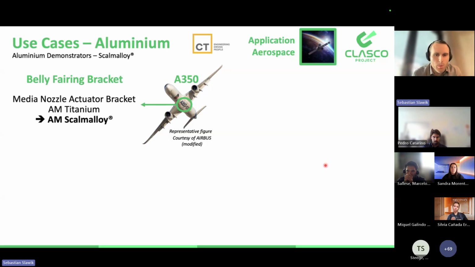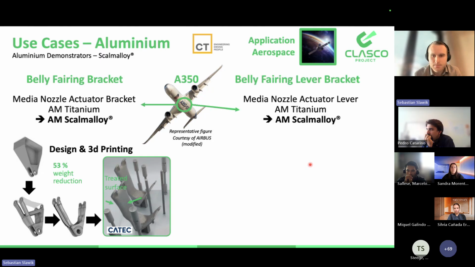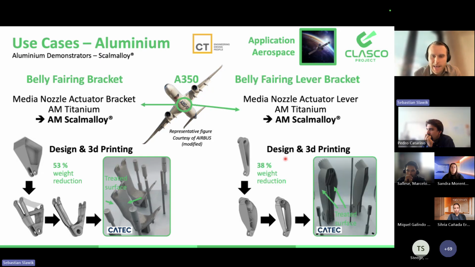In case of the aluminium, we use apart from the belly fairing of the A350 as a use case alloy, which is an actuator, an actuator bracket, and the nozzle that is built in there, which previously from titanium, now is built based on Scalmalloy. Also here with the design optimization and the printing of the part. And the other one is the lever of this nozzle actuator. And of course, the application here, the functionality you want to achieve is friction reduction and also a corrosion resistance.